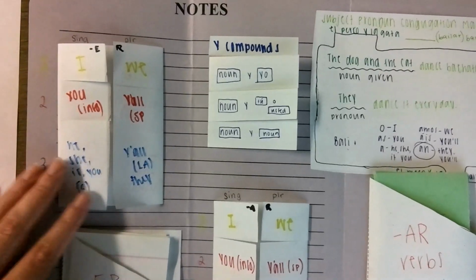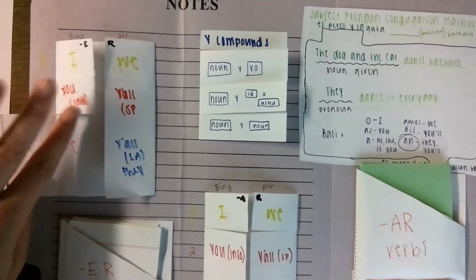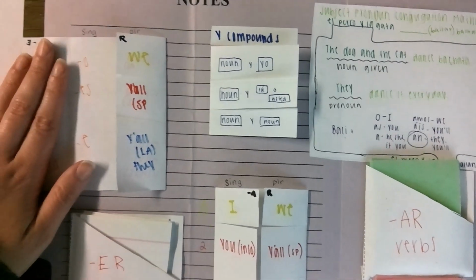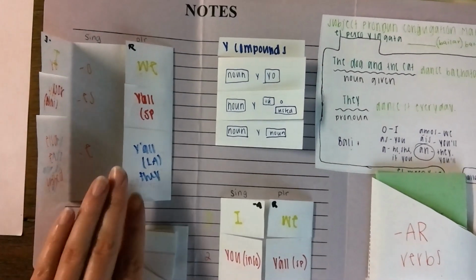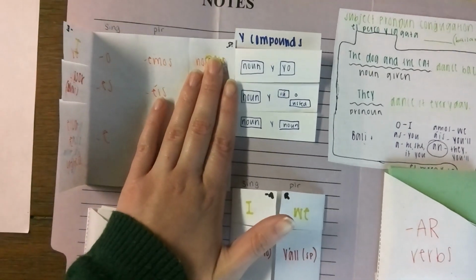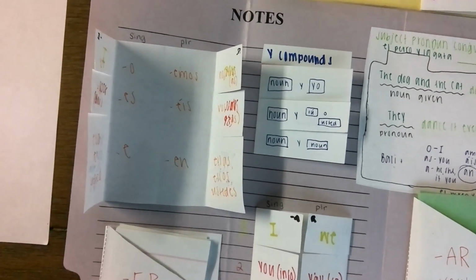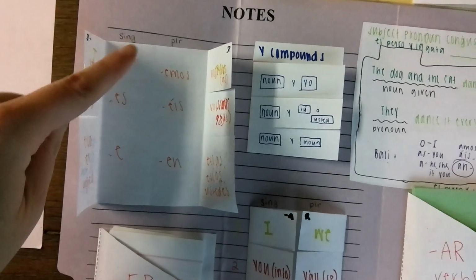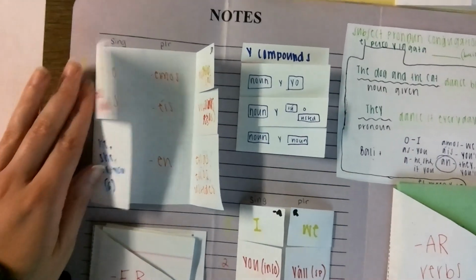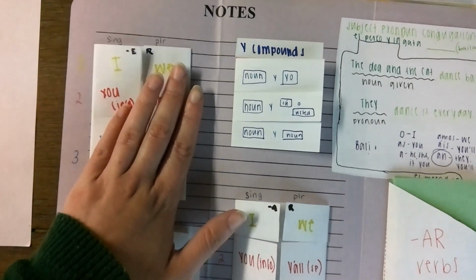Okay, up here, same with the ER. It works just the same. I'm just going to unfold it for you there. It's o, es, e, emos, éis, en. Okay, and make sure that you are writing singular and plural up at the top, so you can see the way that we're organizing our verb endings. And we will write all of our conjugations this way the more that we learn.